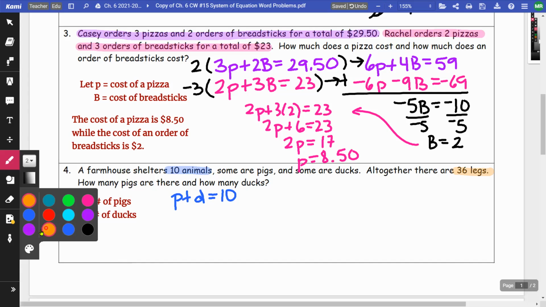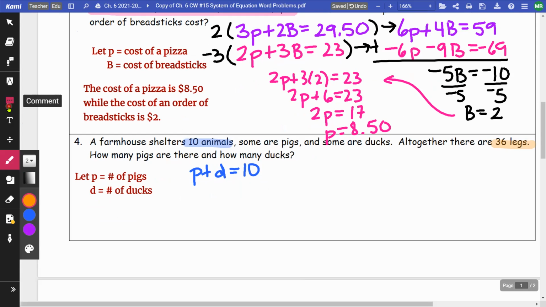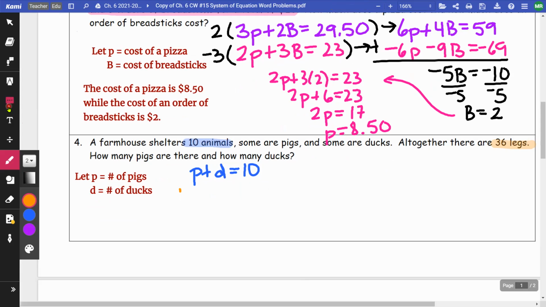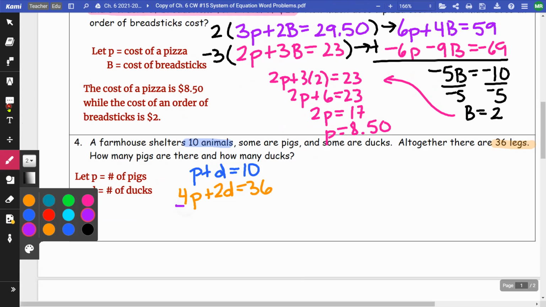So for my second equation, I need to understand that each pig has 4 legs. So I take 4 times the number of pigs, P. My ducks have 2 legs, so 2 times the number of ducks, D, is equal to 36. Now, I can multiply the top equation by a -2 to get rid of my D's. I think I'm going to try something different in this one. I think what I notice is I could divide by a -2. For my second equation, I'm going to keep my first equation as is.